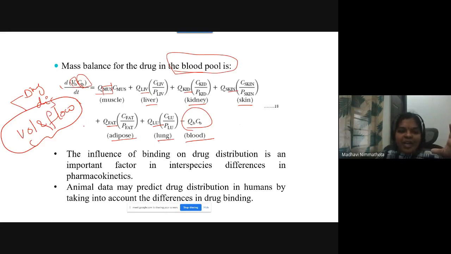You are going to calculate the Q for all the organs separately. Then you have to know the mass balance equation for the blood pool. You need to add all these Q's. The influence of binding on drug distribution is an important factor in pharmacokinetics. Only the animal data may predict the drug distribution in humans.